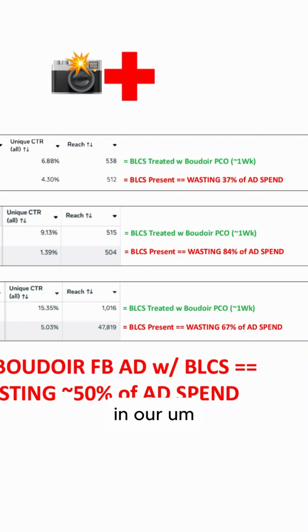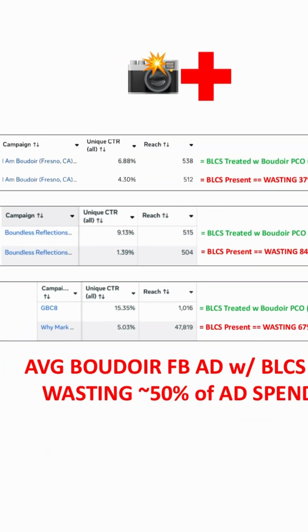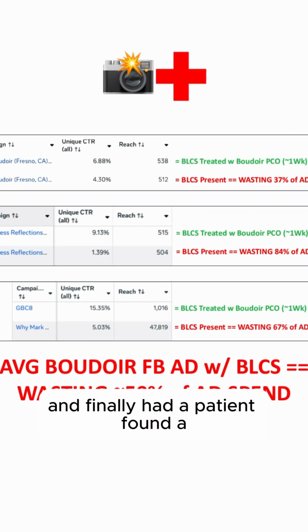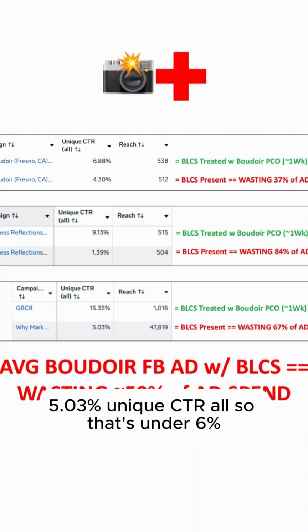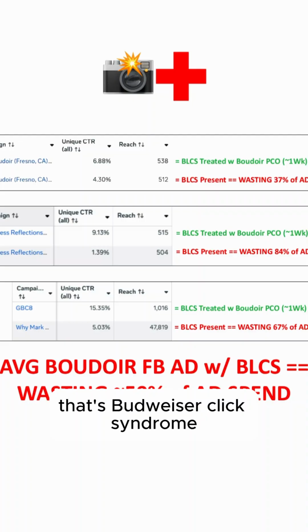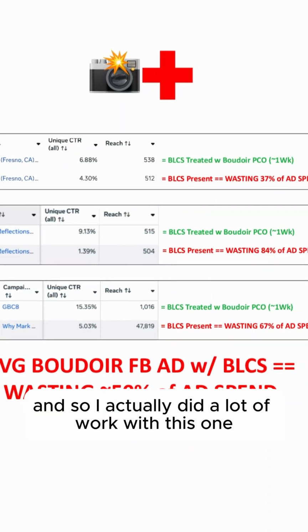That's a bonus back in the business owner's pocket there. And finally, I had a patient who found his Boudoir Facebook ad. He had BLCS present, a 5.03% unique CTR, so that's under 6%. That's Boudoir low click syndrome. And I actually did a lot of work with this one.